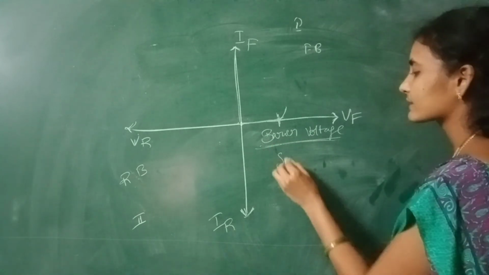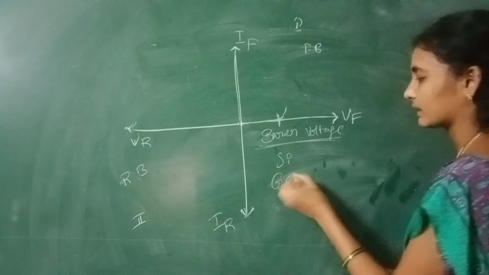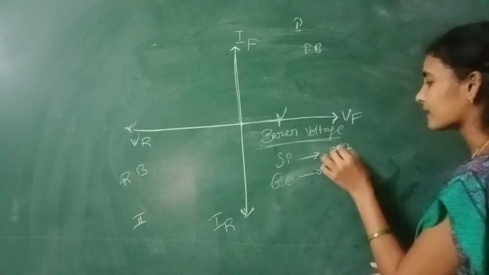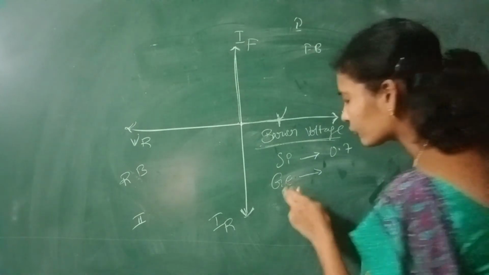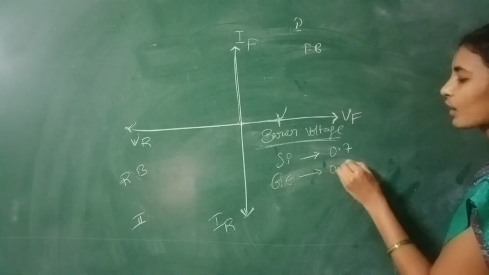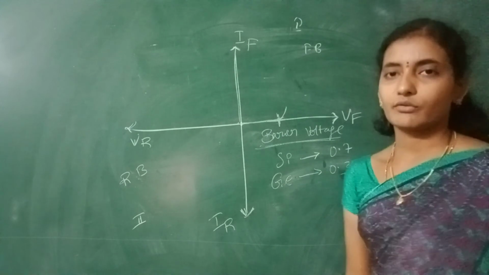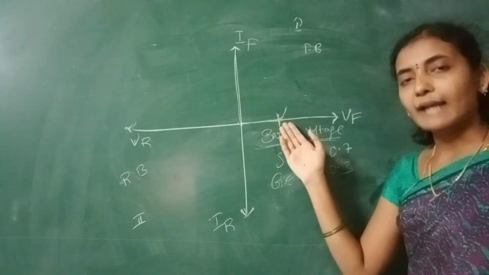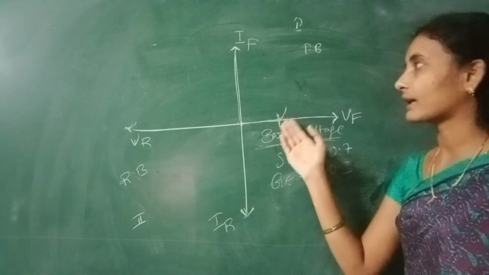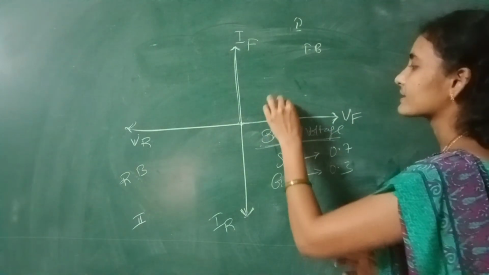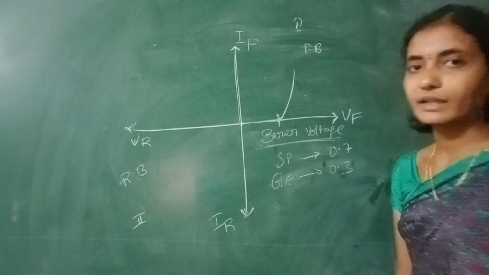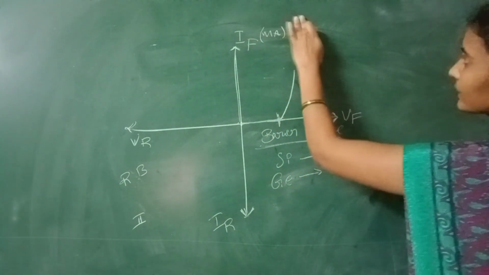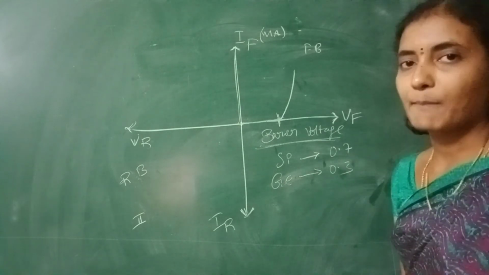If silicon material is used, 0.7 is the barrier voltage. If you are using germanium, 0.3 is the barrier voltage. When the diode reaches the barrier voltage, the current will sharply increase, and the current is in milliamperes.